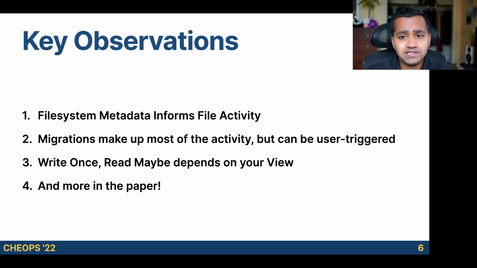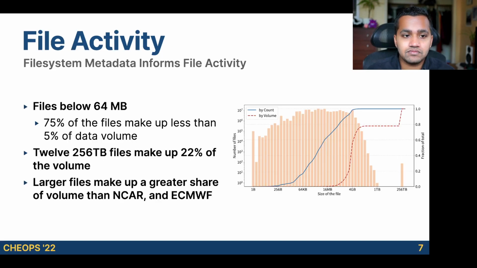We look at how file system metadata can inform us about file activity. We look at the conventional wisdom that automated migrations make up most of the activity, but in our system, they are different. We also look at the write-once read-maybe paradigm and how it is different in the CERN system. We start with file activity.